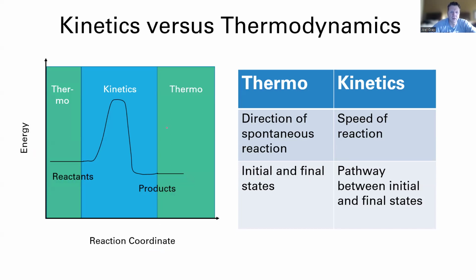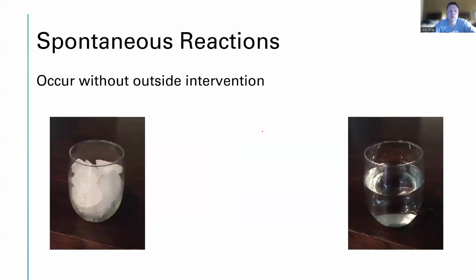So you can basically look at the central region as the kinetics, the speed of the reaction, the pathway, whereas these green flanking areas are thermodynamics, basically the state of our reactants and our products, as well as the direction of our spontaneous reaction in towards the products or towards the reactants.